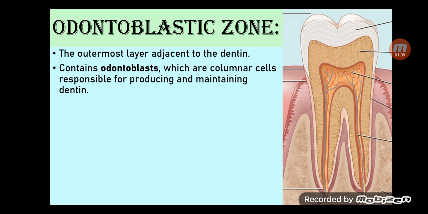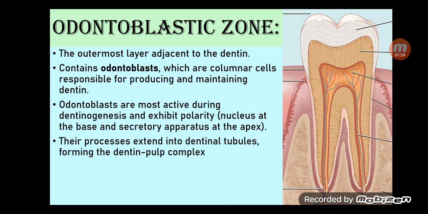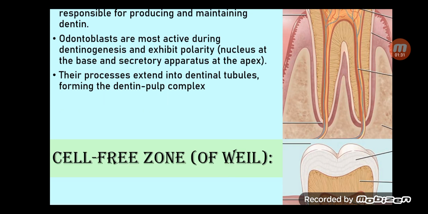It contains odontoblasts, which are columnar cells that are responsible for producing and maintaining dentin. Odontoblasts are more active during dentinogenesis and exhibit polarity, that is, nucleus at the base and secretory apparatus at the apex. Their processes extend into the dentinal tubules, forming the dentin-pulp complex, and these processes are called odontoblastic processes.